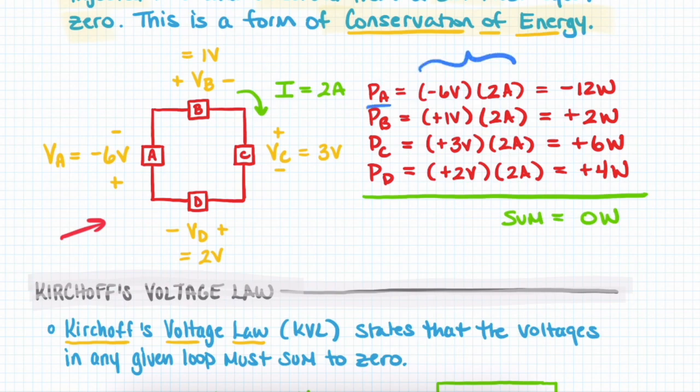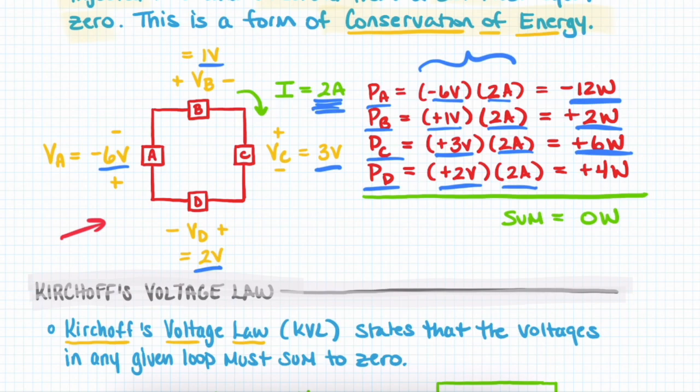So PA is negative 6 times 2 amps, and that gives us negative 12 watts. PB is positive 1 volt times 2 amps, and that gives us positive 2 watts. We have PC, which is positive 3 volts times 2 amps. Again, that same 2 amps, which gives us positive 6 watts. And then PD, we have positive 2 volts, again, 2 amps. And the answer is positive 4.